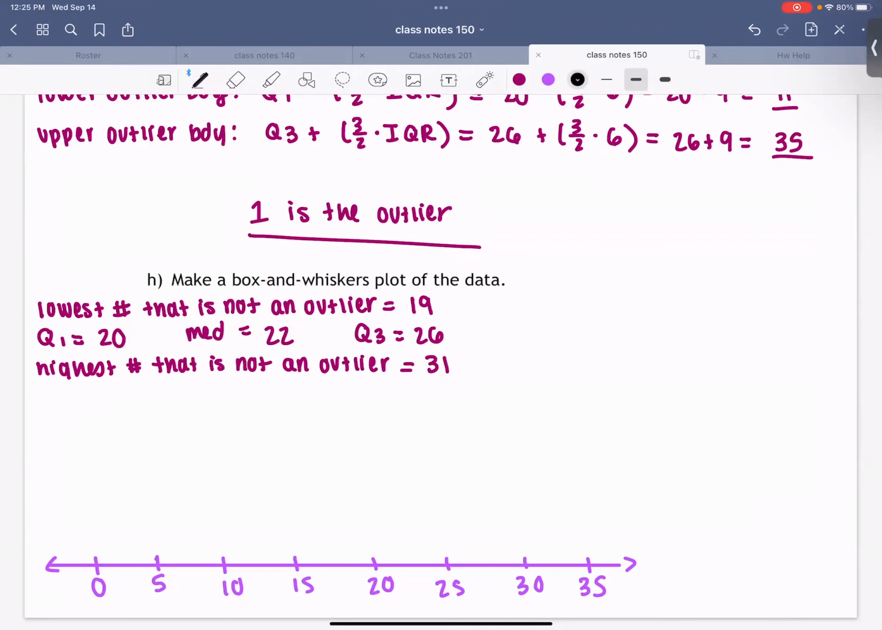Perfect. Okay. So when I make my box and whiskers plot, the first thing I'm going to do is plot my outliers because those are easy, right? Star at 1. You can make a circle, star, smiley face, don't care. The other numbers are going to be vertical lines. Okay, so we got a 19. I'm going to place a vertical line around 19. We've got 20, 22, 26, and 31. So I have 1, 2, 3, 4, 5 vertical lines that I've drawn.